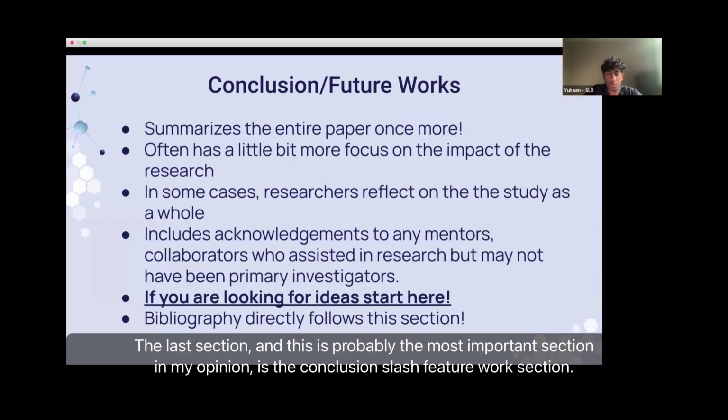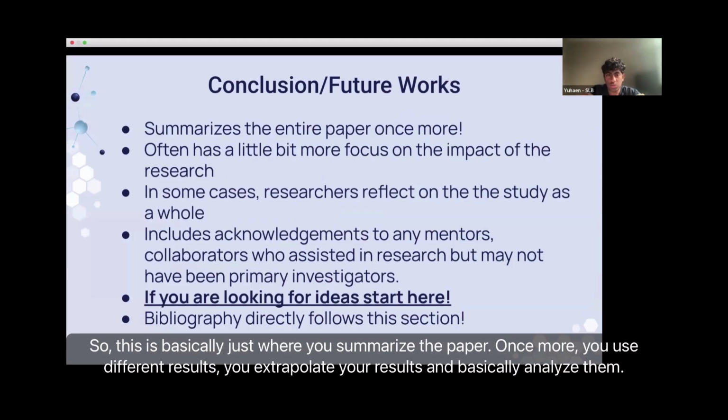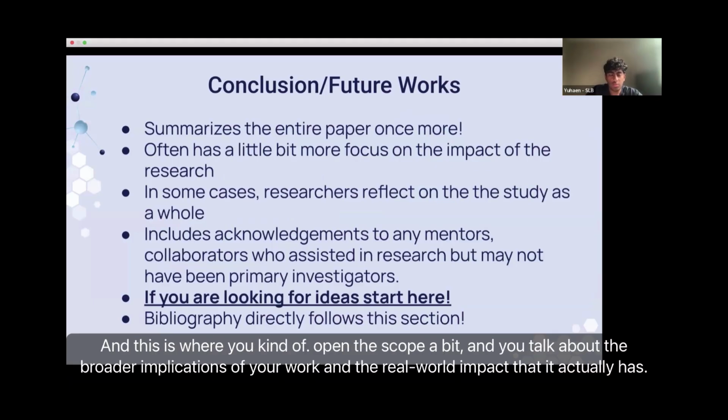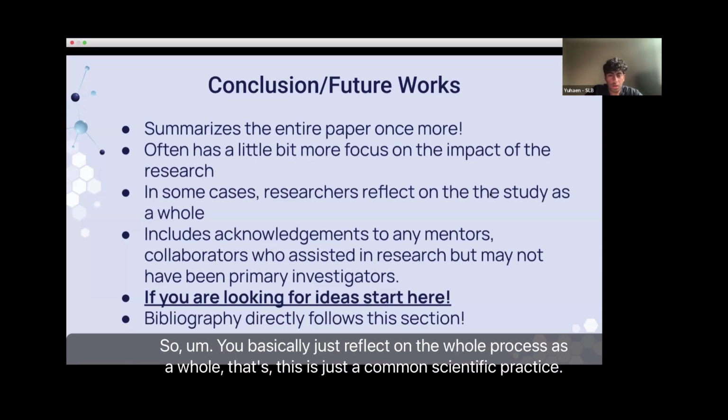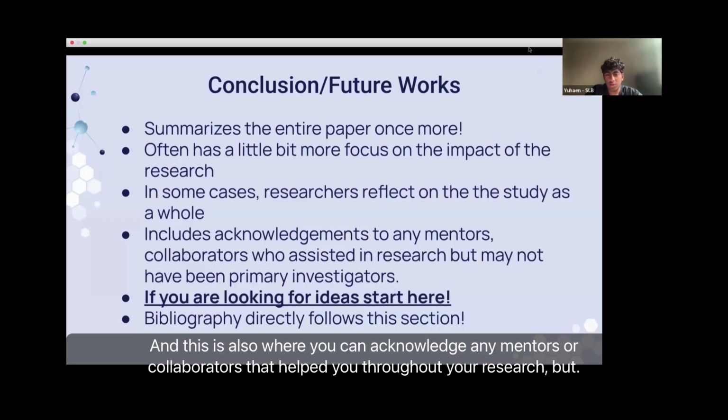The last section, and this is probably the most important section in my opinion, is the conclusion slash future work section. So this is where you summarize the paper once more. You use different results, you extrapolate your results and analyze them. And this is where you open the scope a bit and talk about the broader implications of your work and the real world impact that it actually has. So you basically just reflect on the whole process as a whole. This is just a common scientific practice. And this is also where you can acknowledge any mentors or collaborators that helped you throughout your research.